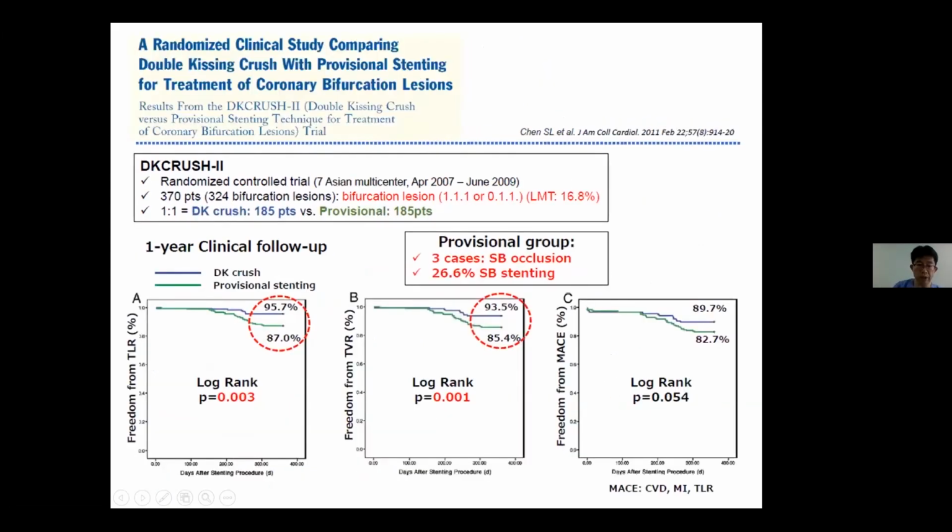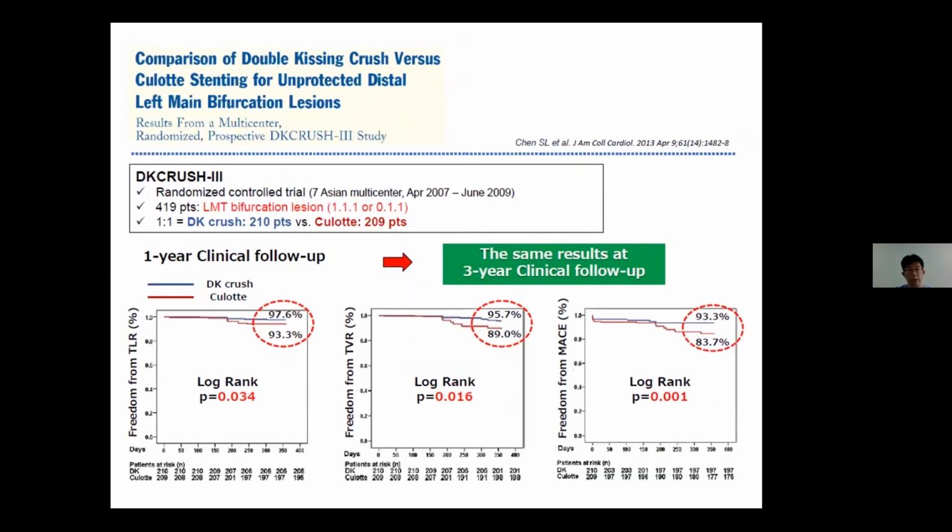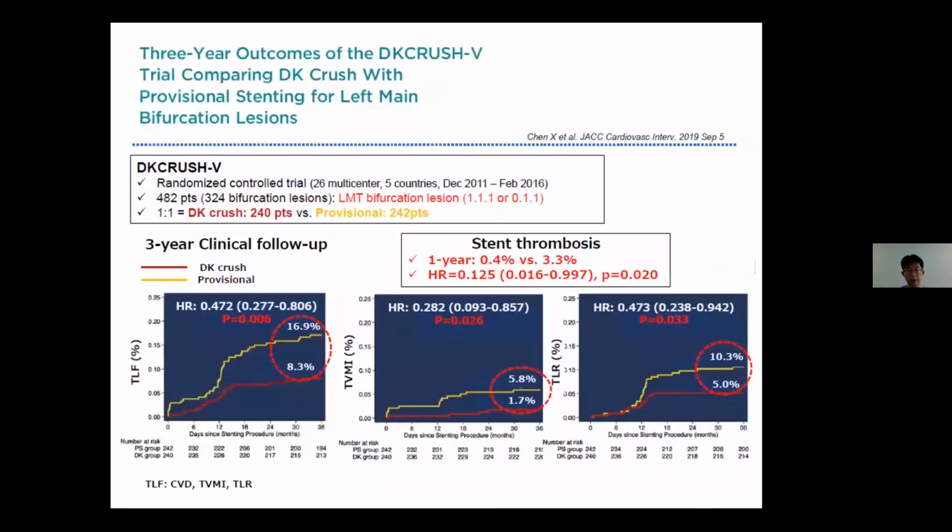This paper is DK crush 2, a 1-year clinical follow-up in true bifurcation lesions. They compared DK crush and the one stent technique. As you can see, freedom from TLR is better with DK crush compared to provisional stenting. Freedom from TVR is good, and freedom from MACE is good. This is DK crush 3, with the same result for 3 years. DK crush 5 is a very current paper, with 3-year clinical follow-up. DK crush is better compared to provisional stenting.